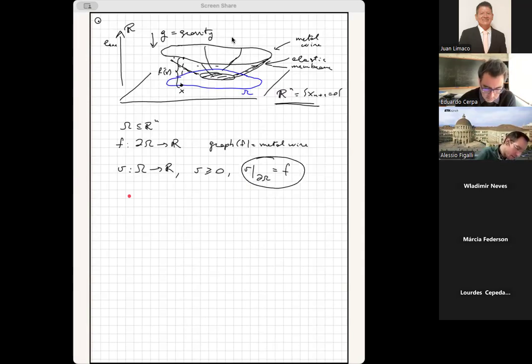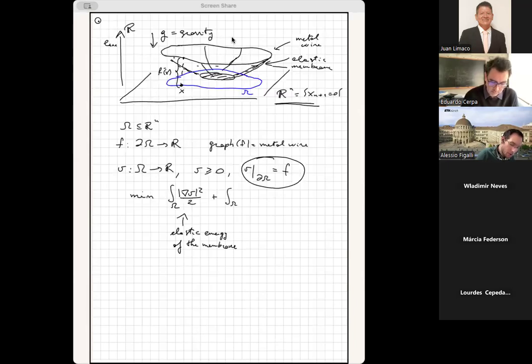And then we have to minimize the elastic energy. I will put just the linear elasticity, so the integral of |grad v|^2 over 2. So this is the elastic energy of the membrane. Plus, well, we also have gravity. So this is the gravitational energy.